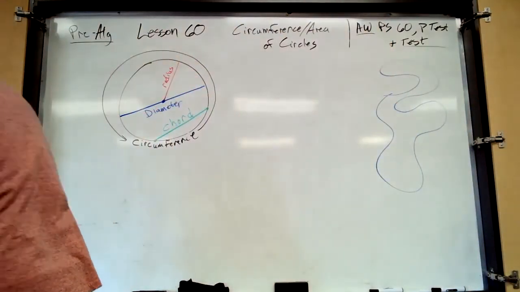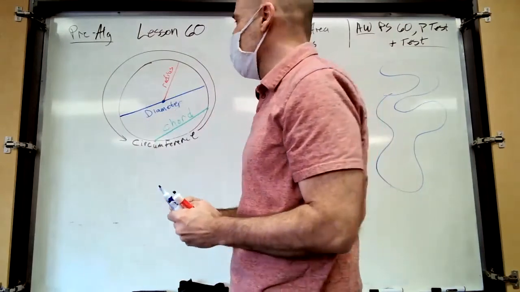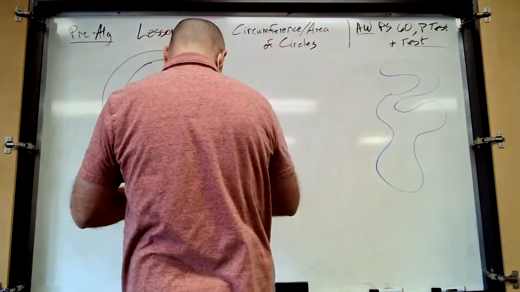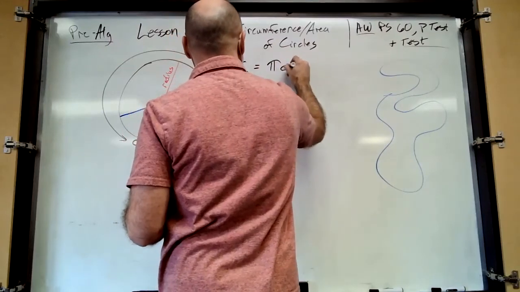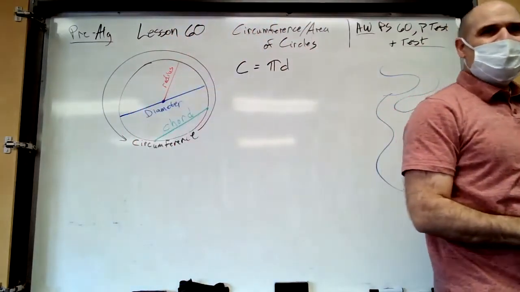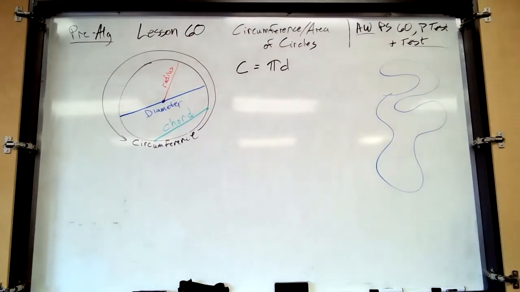So this is your circumference. Circumference is pi diameters. How many diameters? Pi. So pi is just a number, guys. So that's an estimation of pi.